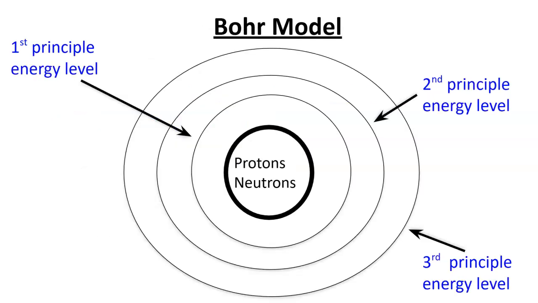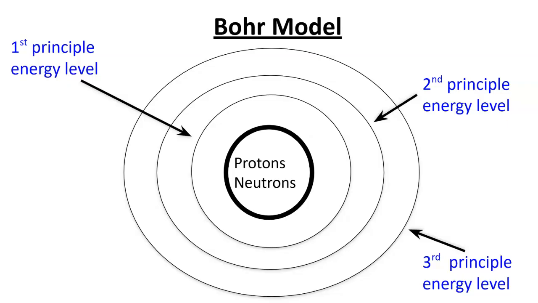And here's an illustration of Bohr's model. You can see we have the different energy levels, with protons and neutrons found in the center. Note this is not to scale. The atom is still mostly empty space. Those electrons are very far from the nucleus in this model.